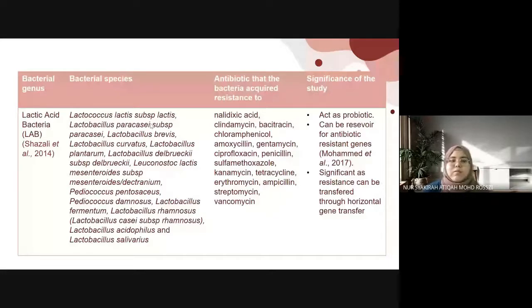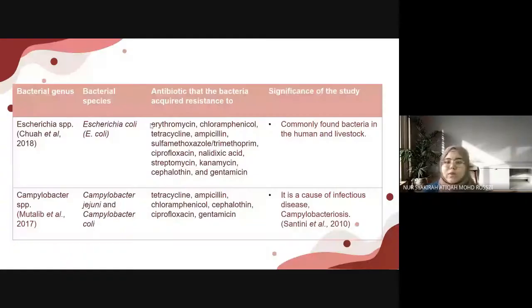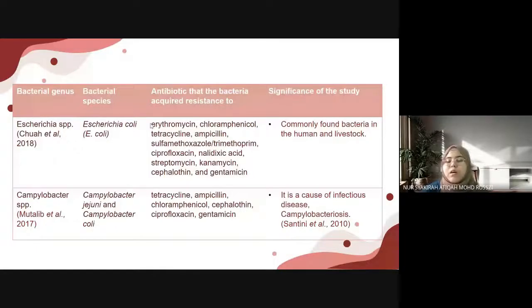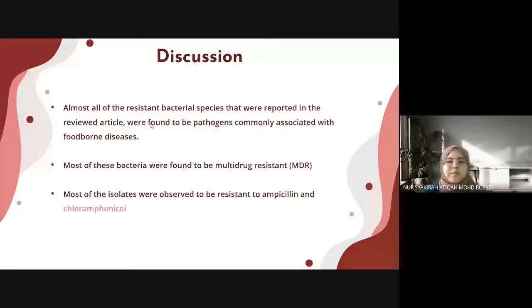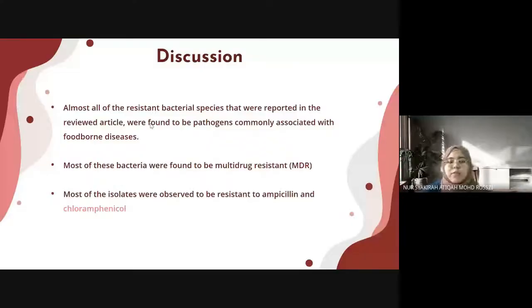The next species is E. coli. E. coli is important to be studied because it is a commonly found bacteria in both humans and livestock. And finally, the Campylobacter species. Campylobacter species is significant because it causes an infectious foodborne disease known as campylobacteriosis. Based on all the data, it can be seen that almost all of the resistant bacterial species reported in the review articles were pathogens commonly associated with foodborne disease. And most of these bacteria were found to be multi-drug resistant.